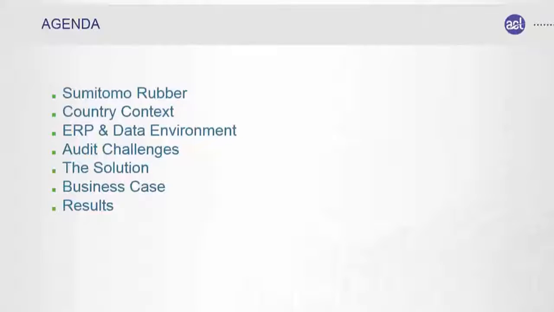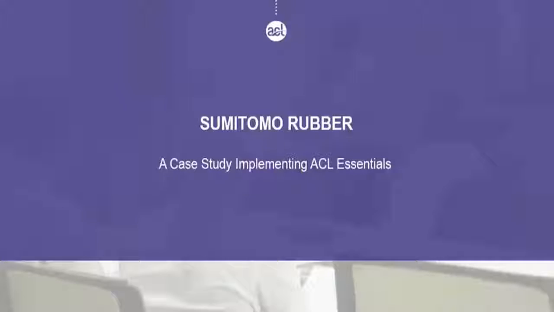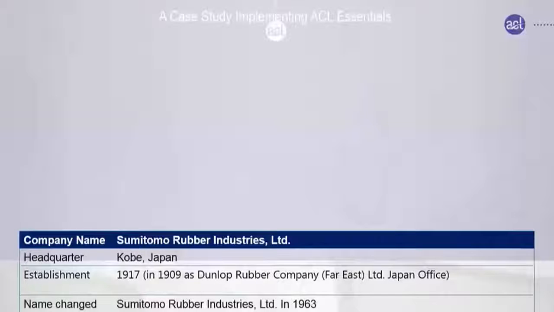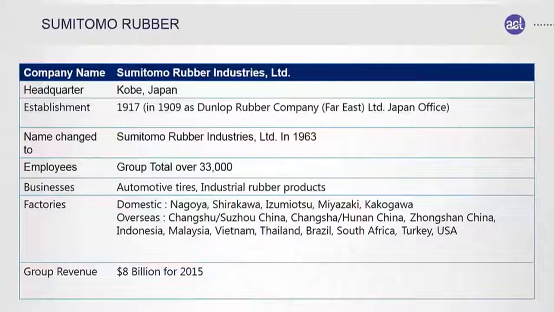So firstly, let's give a bit of background about the company. Sumitomo Rubber South Africa is a component of Sumitomo Rubber Industries, which was formed in 1909 in Japan. Worldwide, it has about 33,000 employees and is in automotive tires as well as industrial rubber products. For example, Falcon golf products are made by Sumitomo Rubber Industries. And group-wide revenues worldwide for the year 2015 were about $8 billion.